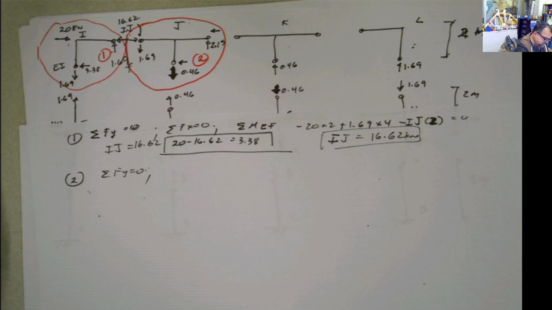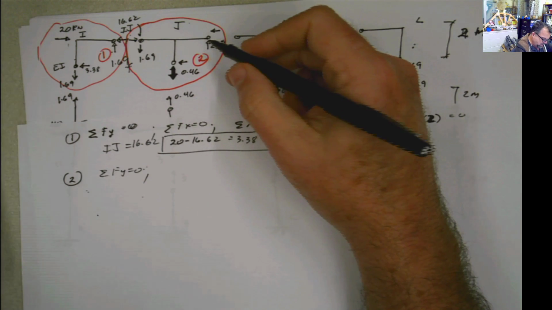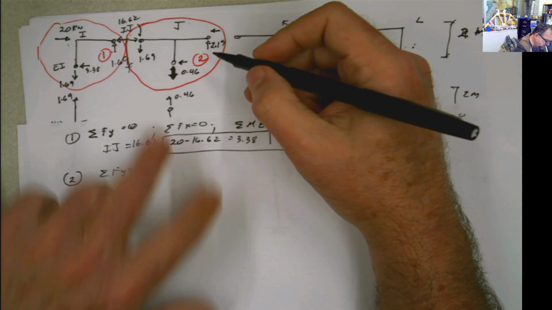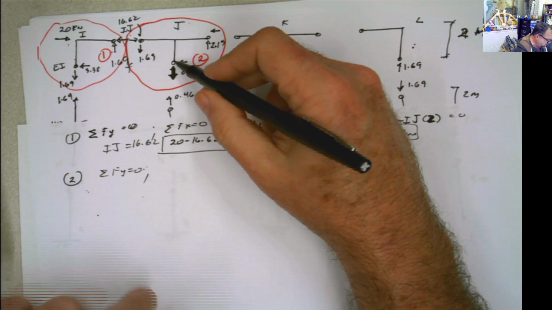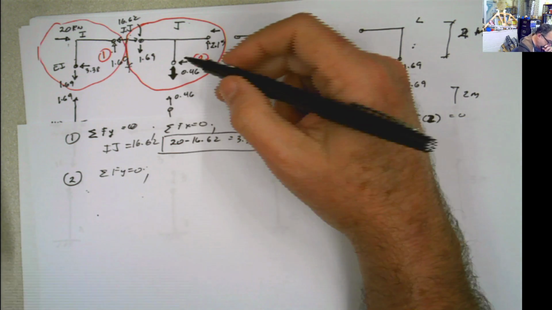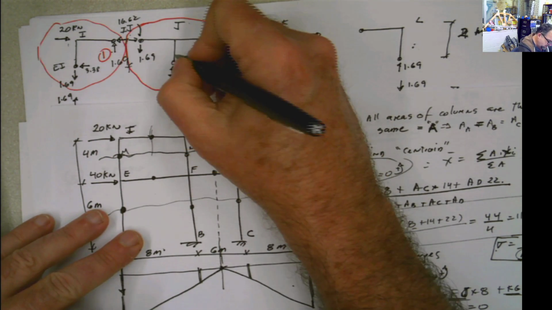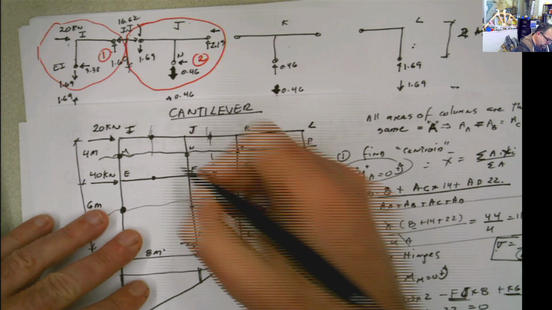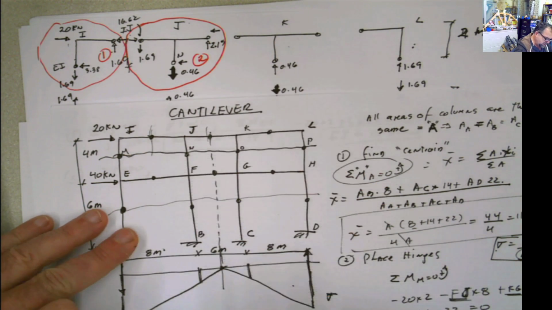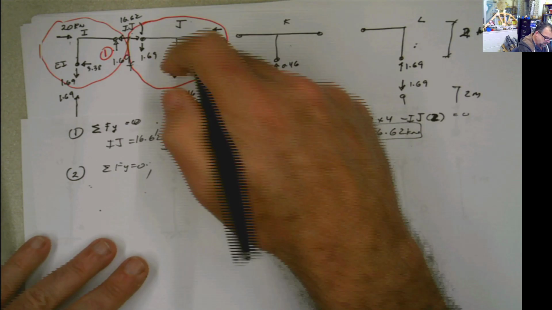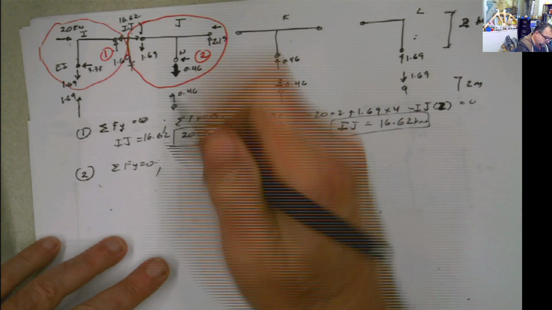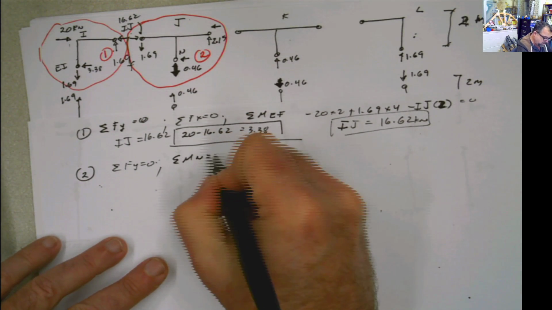And what else? I know that value now. What if I do summation of moments at this point? What point is that? I have no idea what point that is. I call it n here. So I can call it n. Summation of moments at n equals 0 in order to calculate this force here.